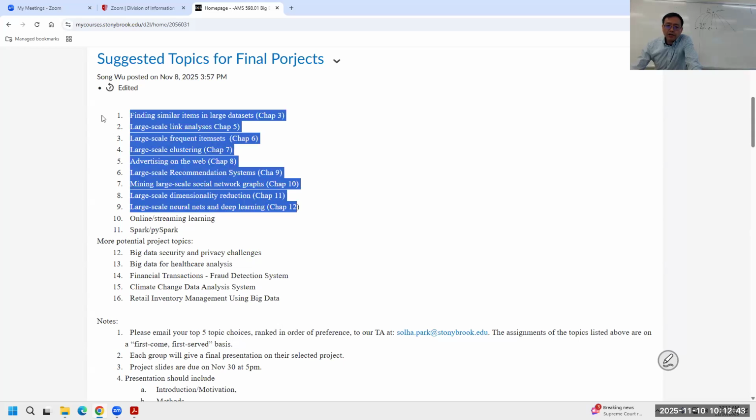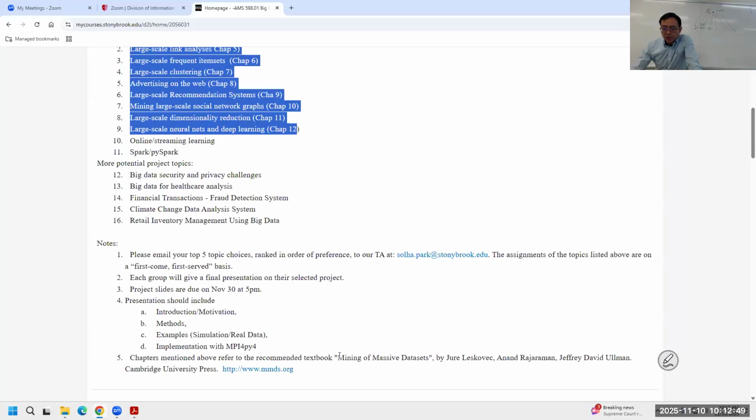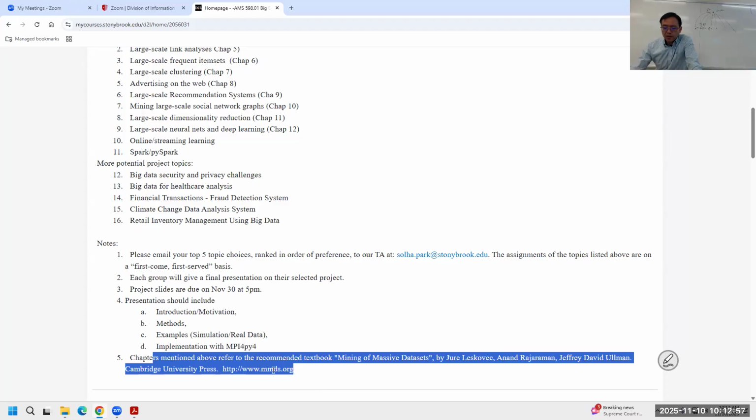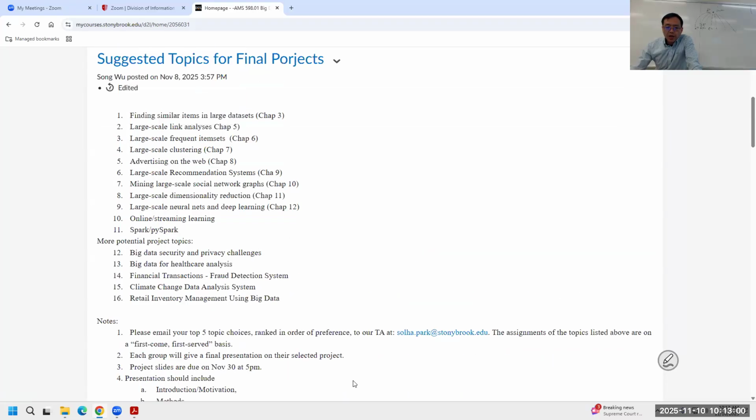For these, if I have a chapter labeled here, then it comes from this book, Mining of Massive Datasets. They actually have the online version of the textbook freely available, so you can check it. In addition to these topics, if you like, you can discuss with your group members and suggest your own topic. It's still going to be related to big data, but it can be on some other topic.